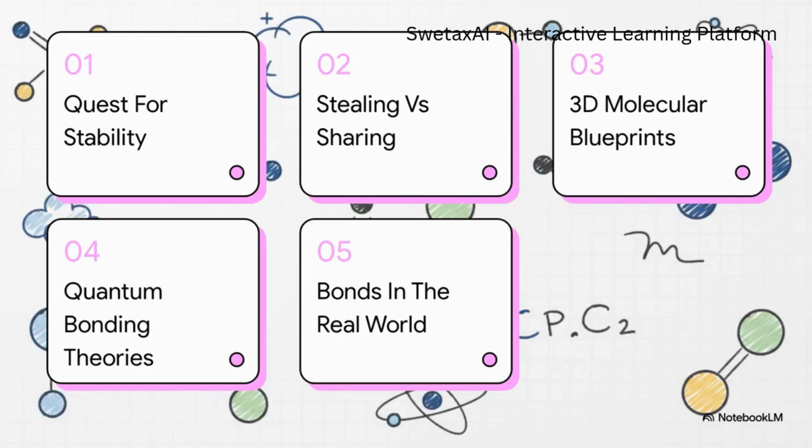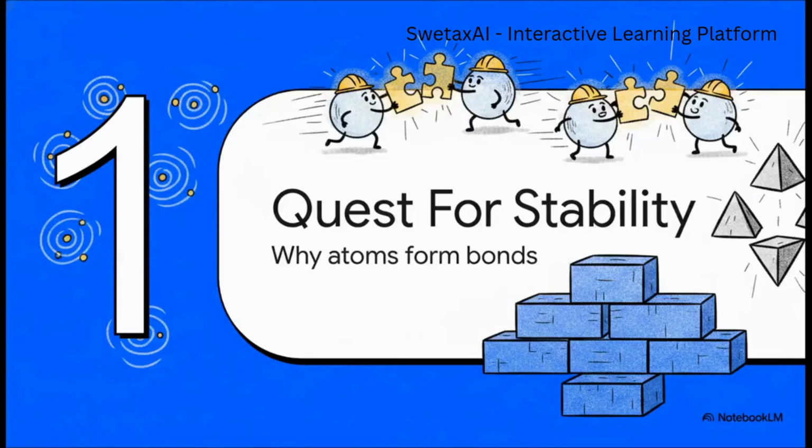Here's the micro to macro blueprint we're going to follow to get you prepped for your exams. 1. The quest for stability. 2. Stealing versus sharing. 3. 3D molecular blueprints. 4. Quantum bonding theories. And finally, 5. Bonds in the real world. Let's get to it. Section 1. The quest for stability. Why atoms actually form bonds.